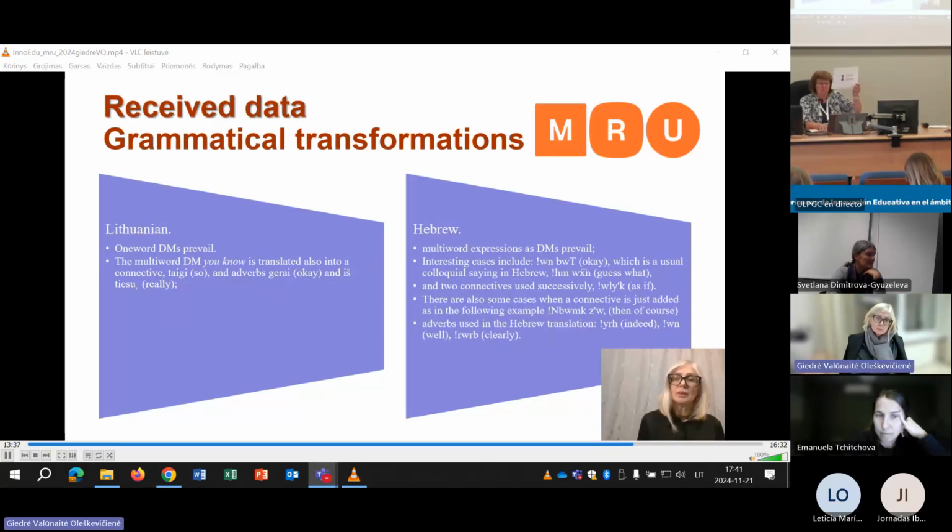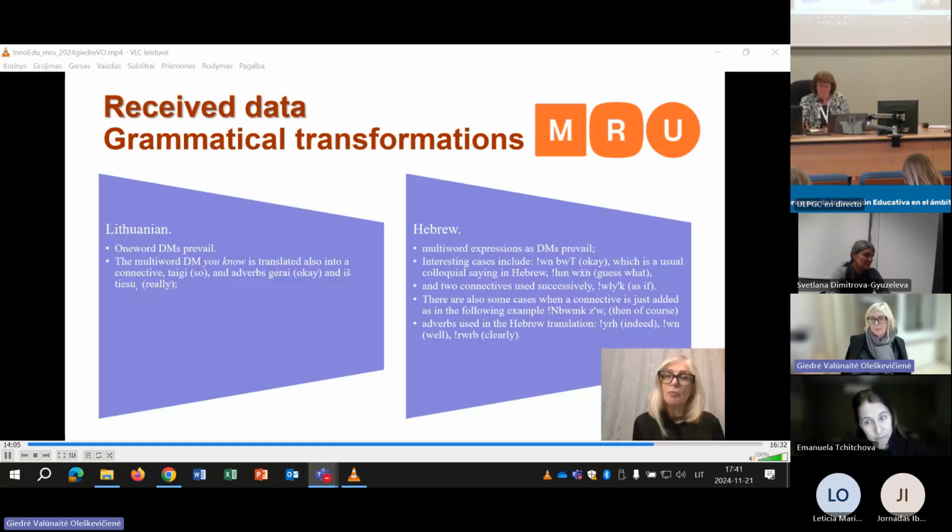Now, what we found on grammatical transformations. In Lithuanian, we can say one-word discourse markers prevail. The multi-word discourse marker is translated also into connectives, adverbs, and as I have mentioned before, the discourse marker with particles.